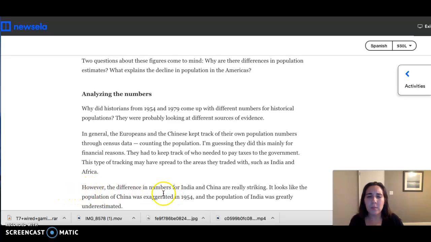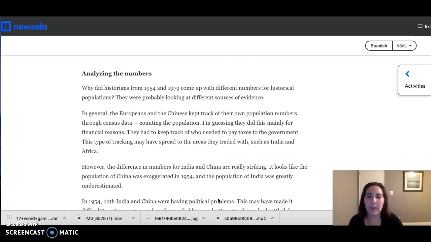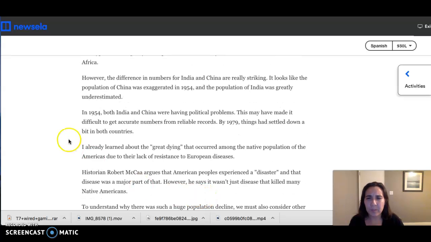However, the difference in numbers for India and China are really striking. It looks like the population of China was exaggerated in 1954, and the population of India was greatly underestimated. In 1954, both India and China were having political problems. This may have made it difficult to get accurate numbers from reliable records. By 1979, things had settled down a bit in both countries.